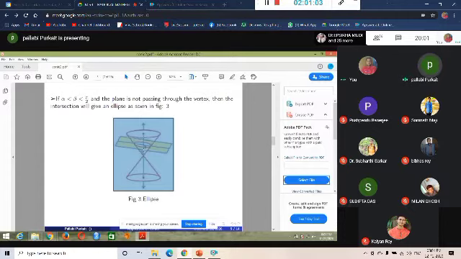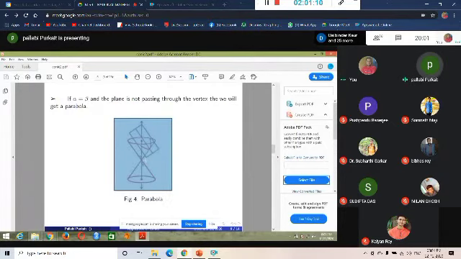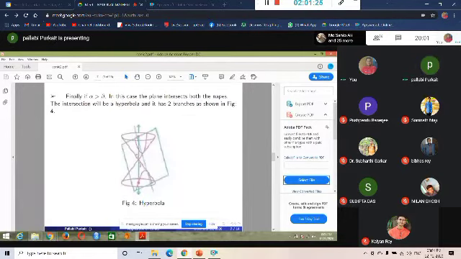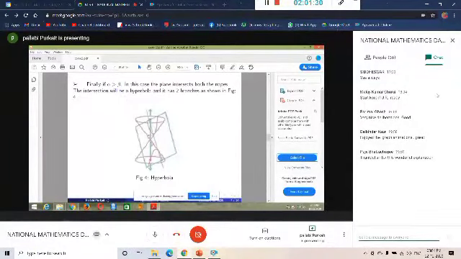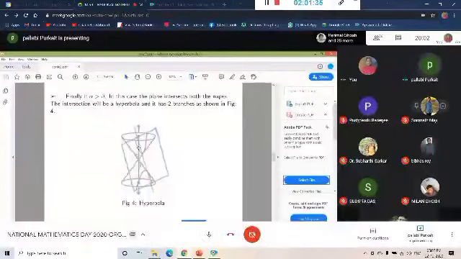Now, if alpha is less than beta is less than pi by 2, and the plane is not passing through the vertex, then the intersection will give an ellipse, as shown in figure 3. Second, if alpha equals beta, the plane must be parallel with the generator of the cone. From this picture you can see that that will give a parabola. Last one is, if alpha is greater than beta, then the plane must cut both the nappes. Then you will get the hyperbola.